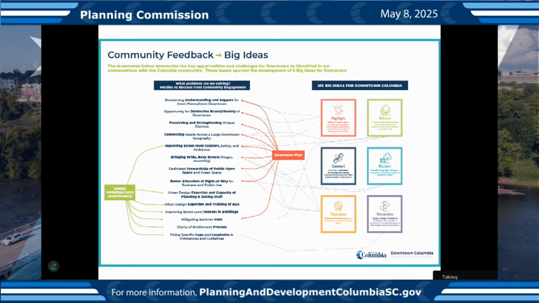Okay, so about the plan, this is basically looking at what the consultants did, which was take all the information that they heard from stakeholders and the public and try to come up with some big themes so they could make some specific recommendations. So that turned into 6 big ideas. That's the plan document, and if you look through it, it has these ideas outlined.